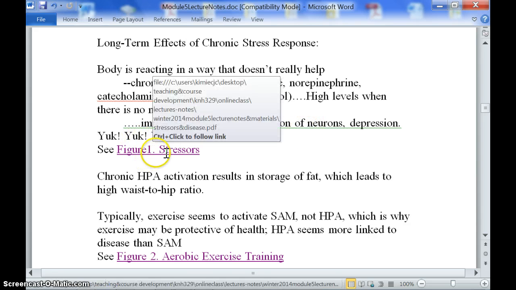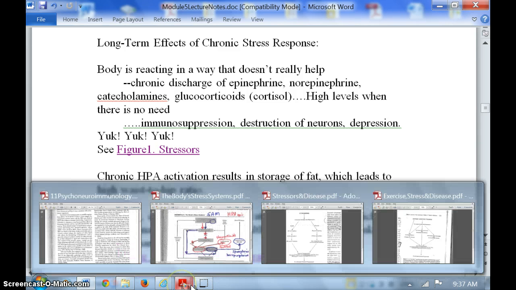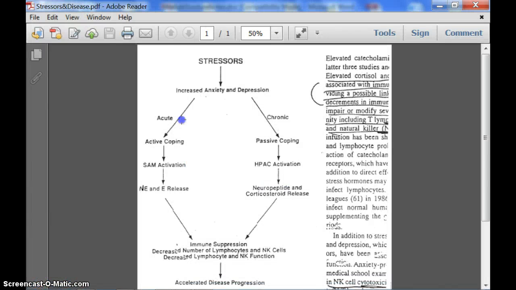Yuck. You can see from one figure with stressors, the system similar to what we were looking at with those stress systems, right? You've got these stressors. If they're interpreted as stress, you now get into things like anxiety and depression, especially in this chronic phase. You have that HPA axis activation, corticosteroid release, which leads to immunosuppression, decreased number of lymphocytes, decreased lymphocyte and NK function, and you have accelerated disease progression.